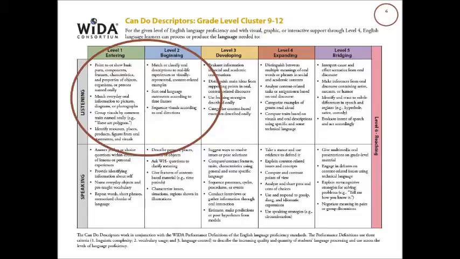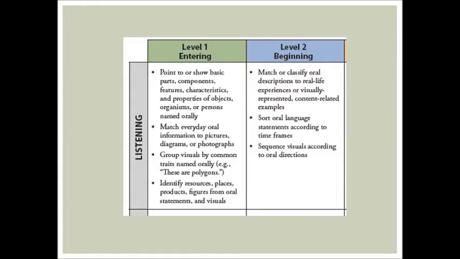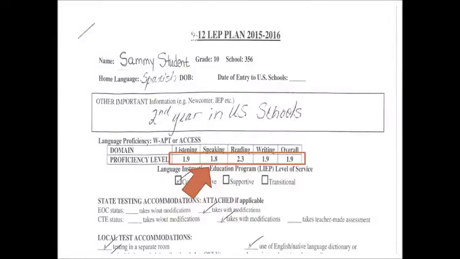Look at the left-hand side of the Can-Do Descriptors. At a listening level of 1.9, Sammy should be able to group visuals based on oral directions, match oral information to pictures of diagrams, point to basic items with items that are named orally, and sequence things with the oral directions. Sammy's speaking proficiency is a 1.8.